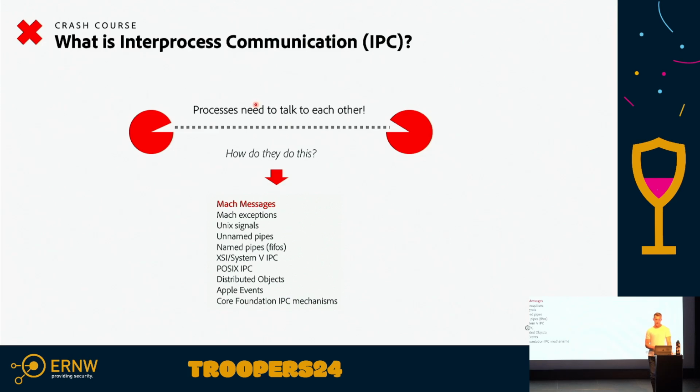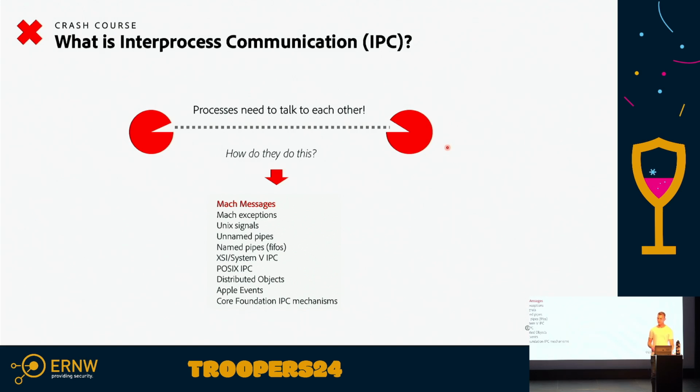So what is inter-process communication, or IPC? At a very basic level, processes need to talk to each other for different reasons. One process might need to tell another that it's done reading a file, so it can continue the task that it was doing. One might be blocking, waiting for a network response. And so processes are talking to each other all the time on modern operating systems.